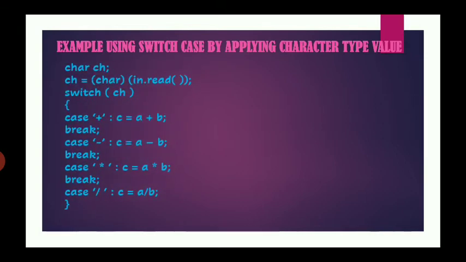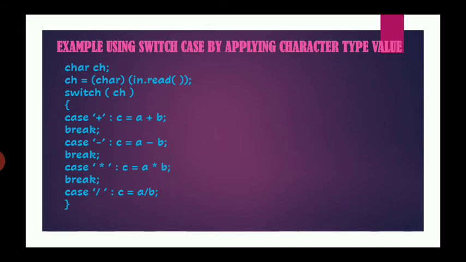Say char ch. So ch is a variable of character data type. ch equals to char in.read. So whatever value we input in char, it will read that value. So where will it be stored? It will be stored in ch. So switch in the bracket ch. Okay, but this time ch is not a numeric value, it is a character value.